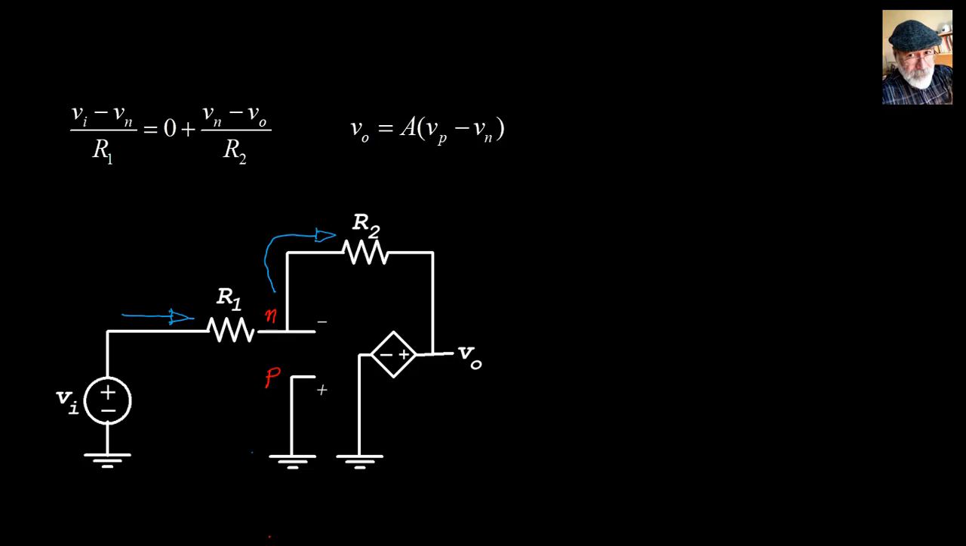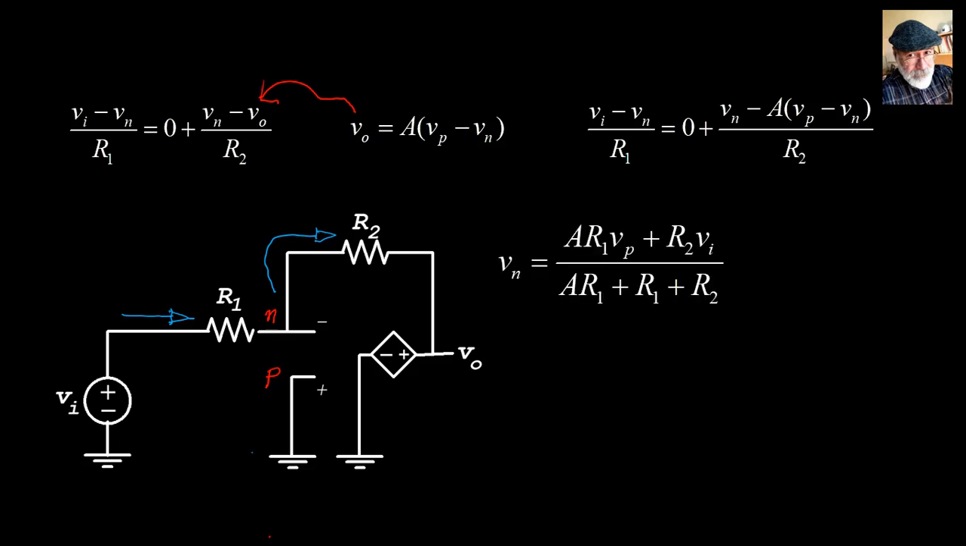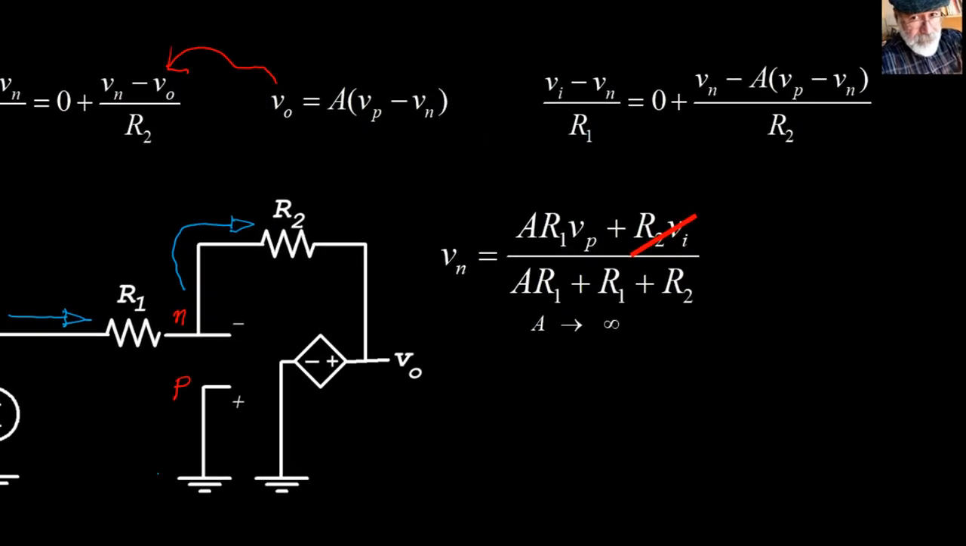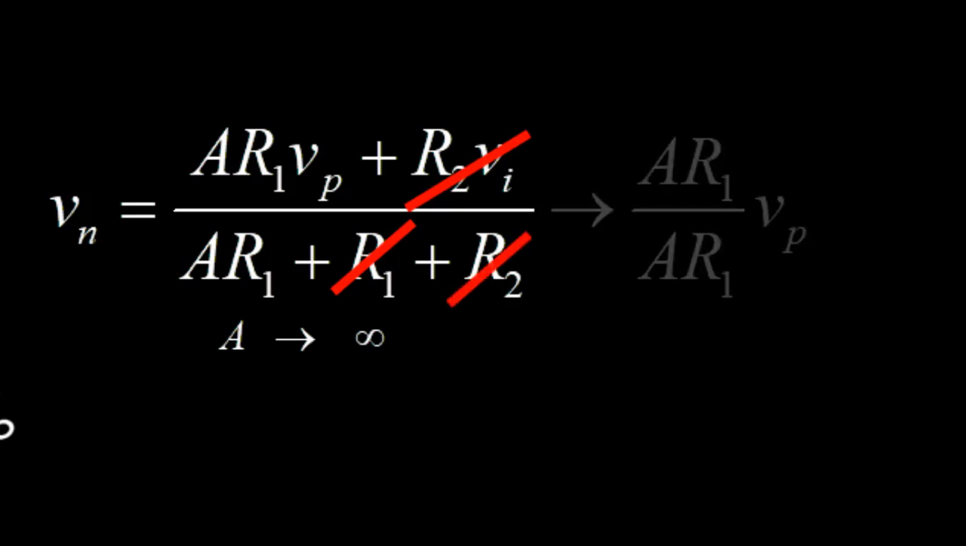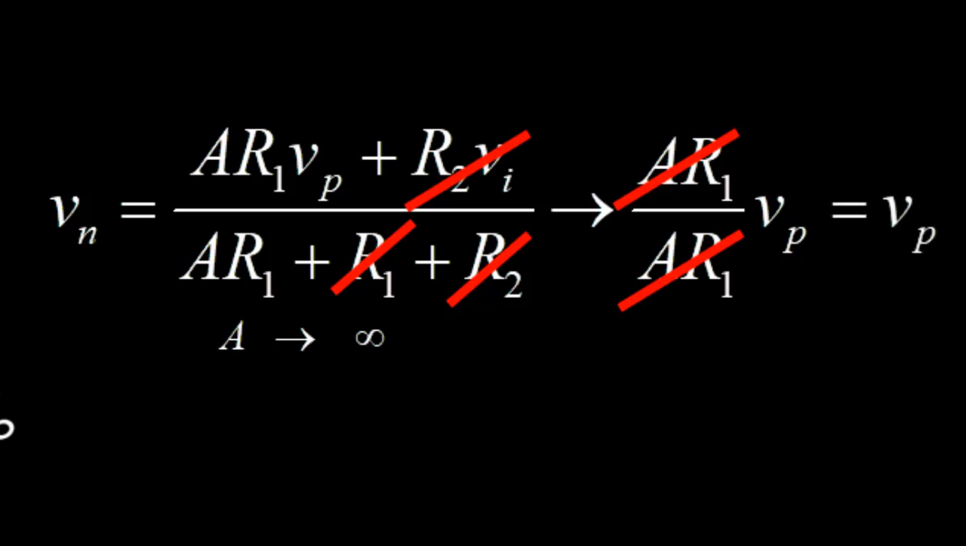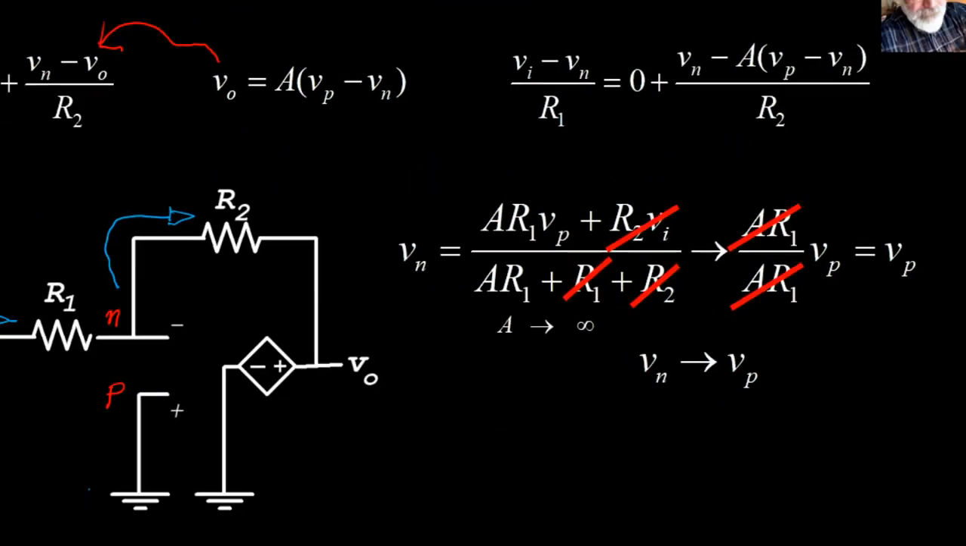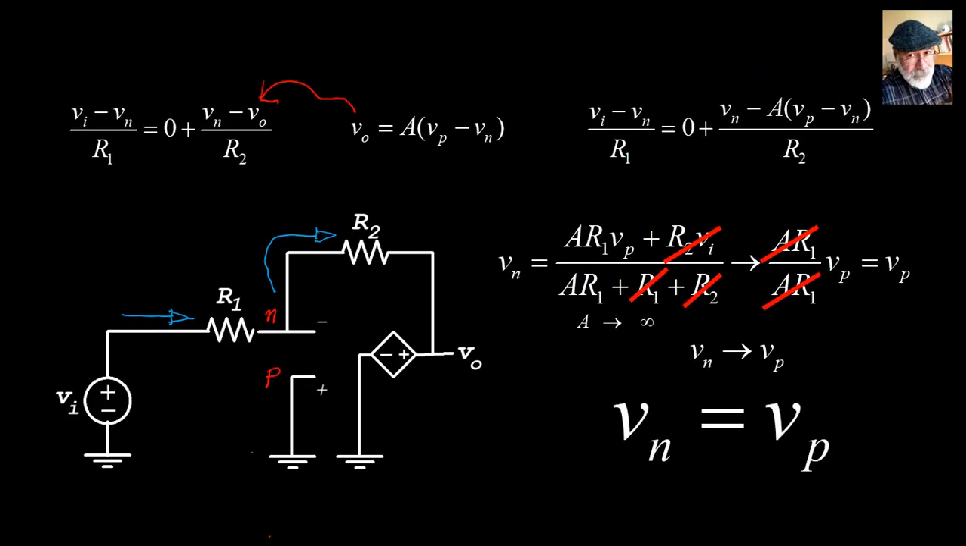If we substitute V0 in the first equation and write it over here, we can solve for Vn. If now we let A tend to infinity, this term on the numerator becomes irrelevant, and so do R1 and R2. In the limit, Vn tends to Vp. Let's say that in words. When A tends to infinity, Vn tends to Vp, and in the limit, Vn will be equal to Vp.